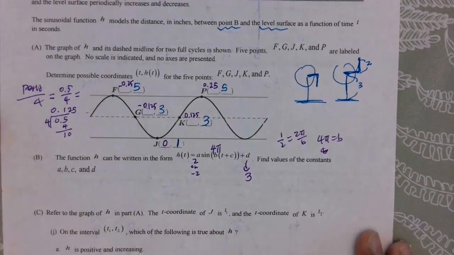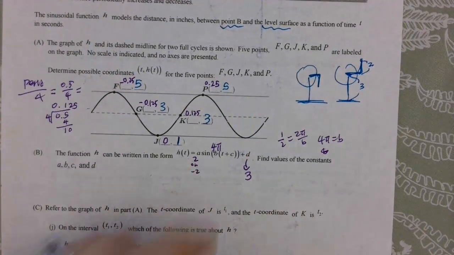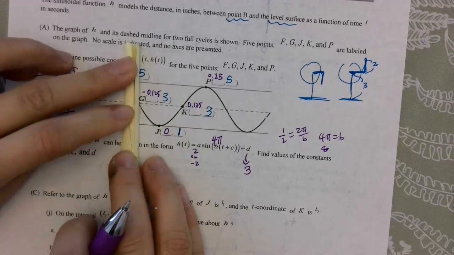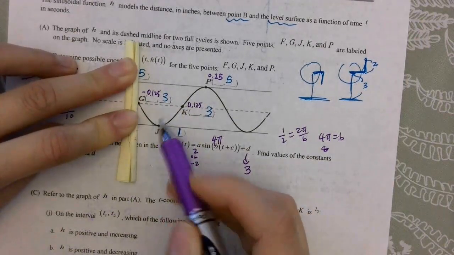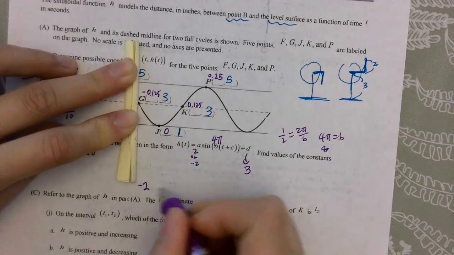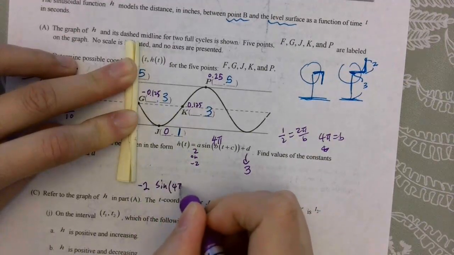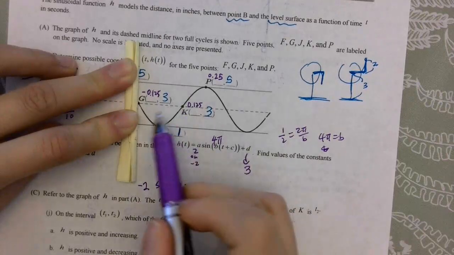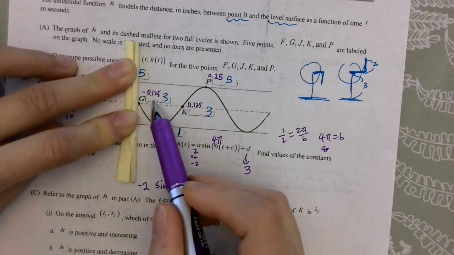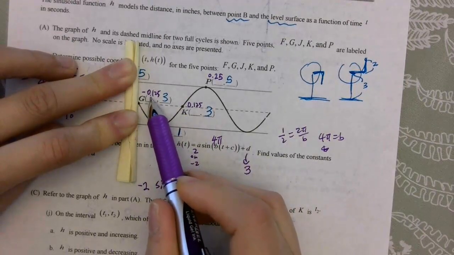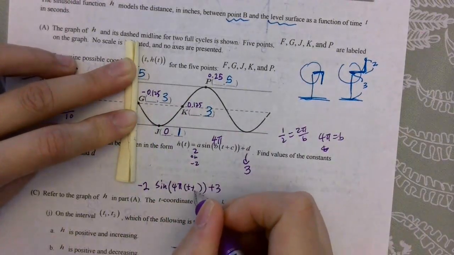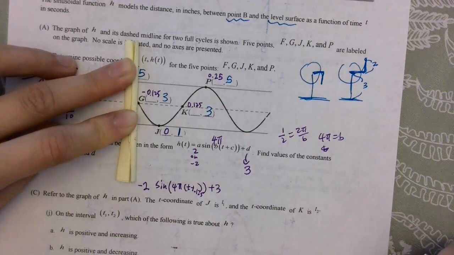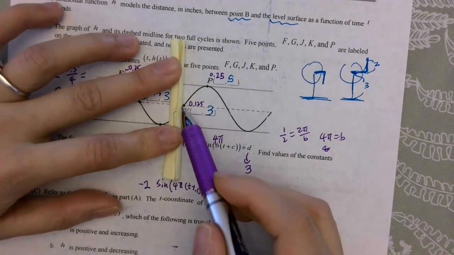Now let's look for the C value. We're looking for the sine midline starting point. There you go, my blue tape. If I were to use this point right here, G, starting from the midline going down, then A is going to be -2 sine of 4 pi plus 3. Oh, be careful over here. It's -0.125, so when you're writing it down, it's going to be t plus 0.125. Plus, not negative.